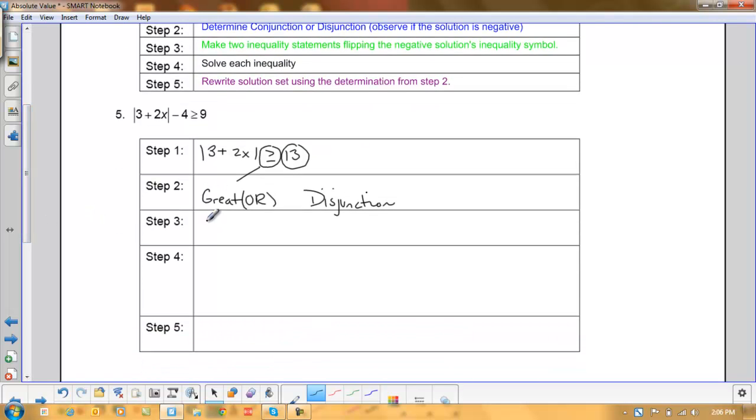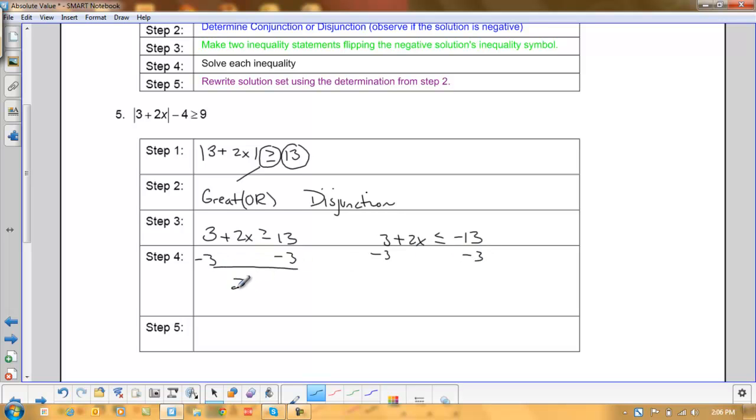Step number 3 is to rewrite my two inequalities. So that's going to be 3 plus 2x greater than or equal to 13, and 3 plus 2x less than or equal to negative 13. Always switch that symbol. I'm going to subtract the 3 from both sides, solving these simultaneously.